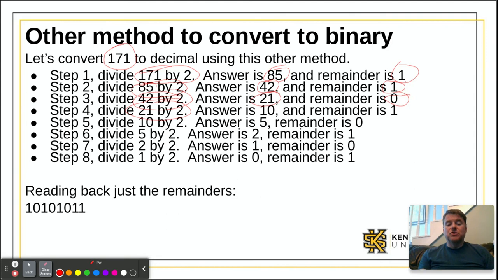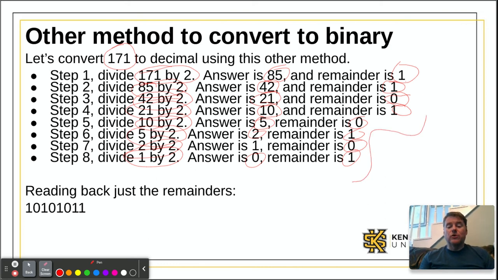21 divided by 2 is going to be 10 with a remainder of 1. 10 divided by 2 is going to be 5 with a remainder of 0. 5 divided by 2 is going to be 2 with a remainder of 1. 2 divided by 2 is going to be 1 with a remainder of 0. And 1 divided by 2 is going to be 0 with a remainder of 1. And then if you read these numbers backwards from bottom to top, you will end up with the correct binary string, 1, 0, 1, 0, 1, 0, 1, 1.